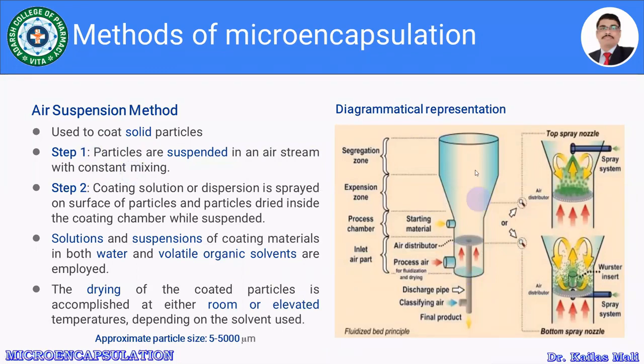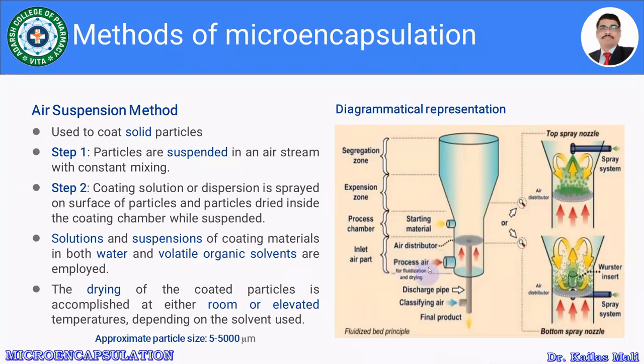So this is the chamber of the Wurster coater. It is divided as the very first one, that is a segregation zone. Second one, that is the expansion zone. Third one, that is the processing chamber, and through this port we can introduce the starting material, that is a solid, into the Wurster coater. Here the air distribution plate is present over here, on which the particles are going to rest. Then the inlet air part, that is the processing air, which is introduced through this port. It may be hot, generally it is hot for the fluidization and drying of the particles.